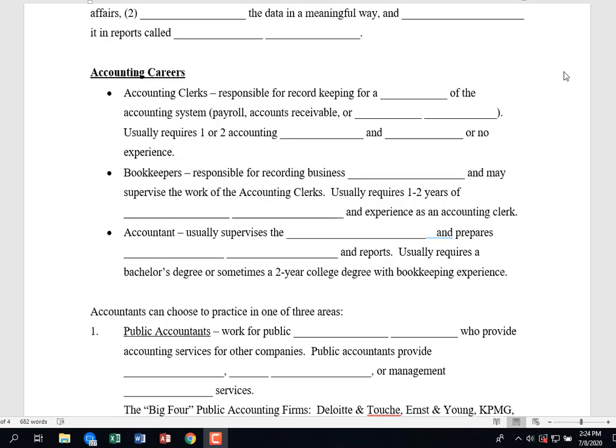Another route you may choose, which requires a little more education, is the accountant. This person usually supervises the bookkeepers and prepares the financial statements and reports that we ultimately give to management. This usually requires a bachelor's degree or sometimes a 2-year college degree with bookkeeping experience. But I would say most jobs that are advertised in the newspaper where they're looking for an accountant, they want somebody who has a bachelor's degree in accounting.